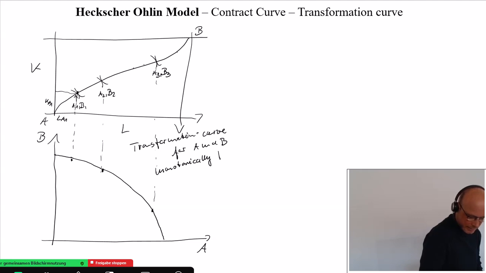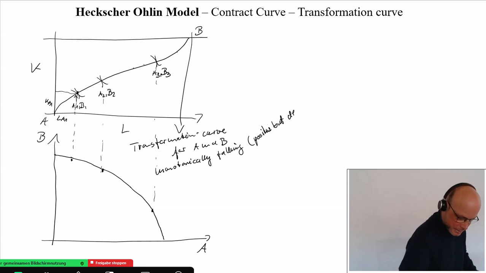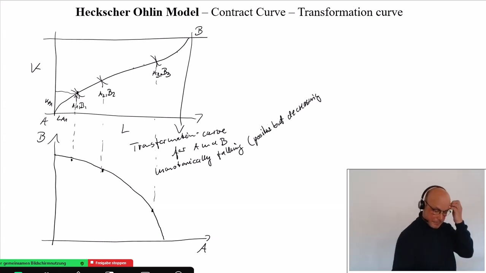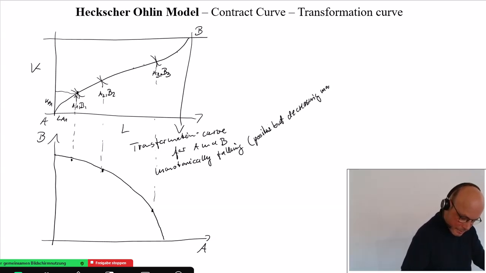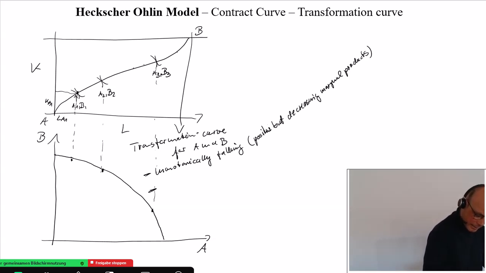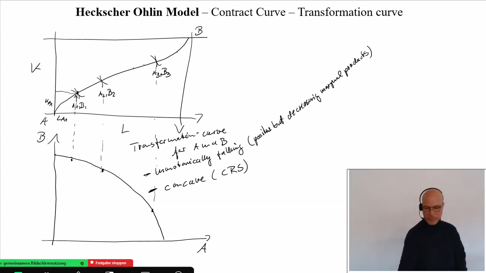monotonically falling. This follows from positive but decreasing marginal products and concave. This follows from constant returns to scale.